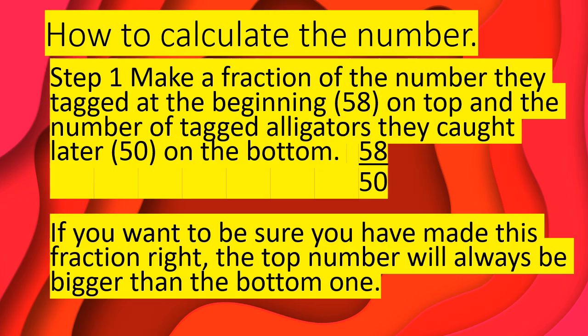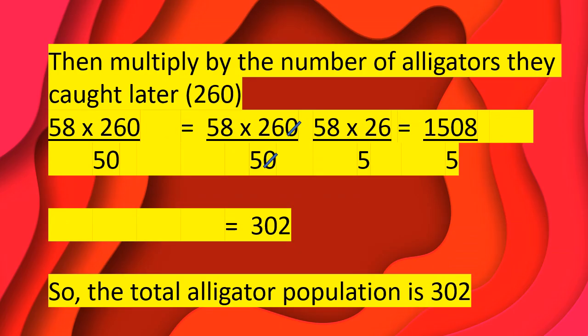So step 1, we make a fraction of the number they tagged at the beginning, which was 58 on the top, and the number of tagged alligators they caught later, which was 50 on the bottom. If you want to be sure you've made this fraction right, the top number will always be bigger than the bottom number. Then we multiply by the number of alligators they caught later, which was 260. So we do 58 over 50 multiplied by 260. And then we can cross out zeros on the top and the bottom of that. We get it down to 58 times 26 over 5.